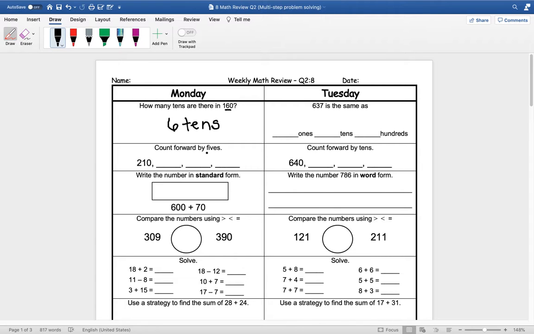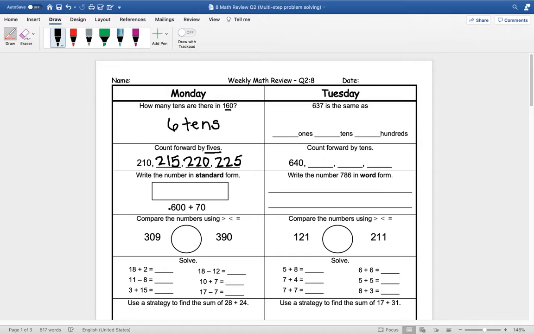Counting forward by fives. Remember, by fives: 5, 10, 15, 20. If you need to count up from the number, then you can use your fingers to count up 5. So we're starting at 210. Our next one would be 215, 220, and 225.